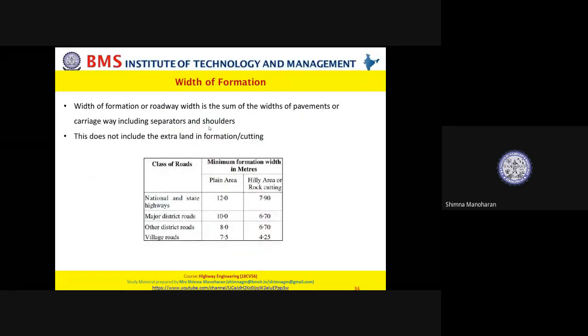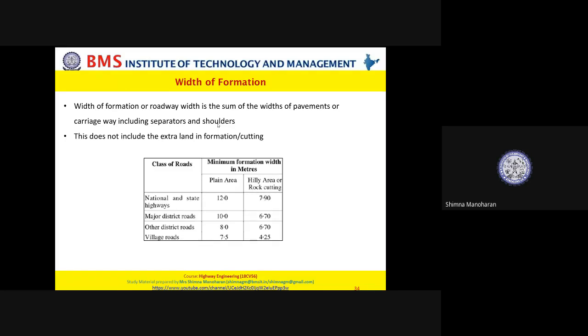So next we have the width of formation. Width of formation is also known as roadway. It is the sum of the width of the pavement or the carriageway, including the separator and the shoulder. Any other extra land will not be included. So up to shoulders, whatever width has been provided.